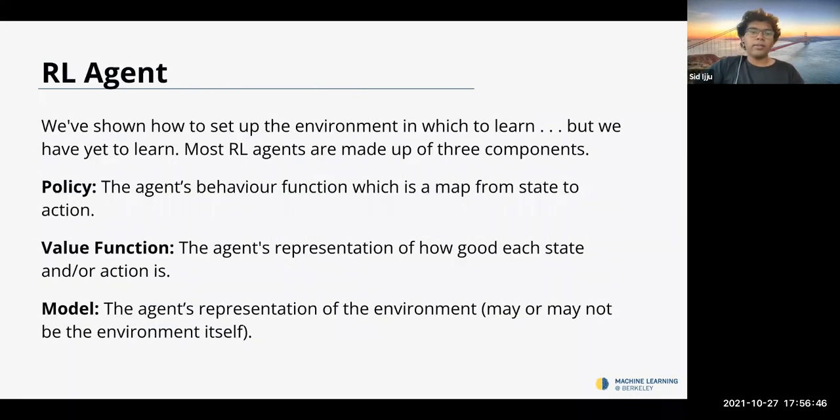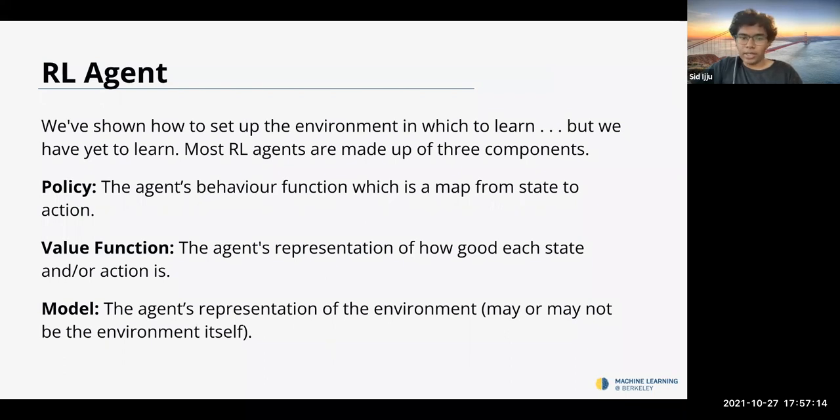All right. So we've done the setup for all these things that we need to learn, but we have yet to actually learn anything yet. The idea is that now we want to define the things that make the agent capable of taking in an observation and a reward function and choosing the next action. Most RL agents are made up of three components: policy, value function, and model.